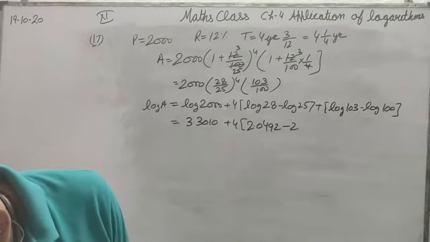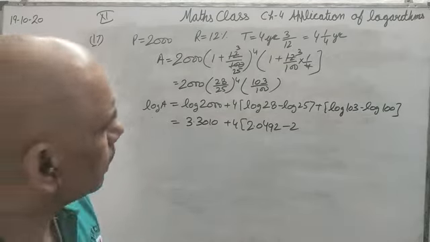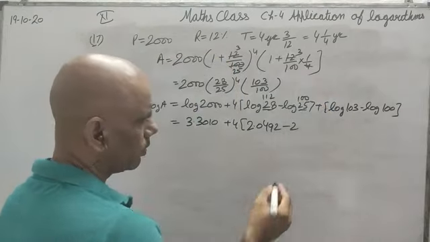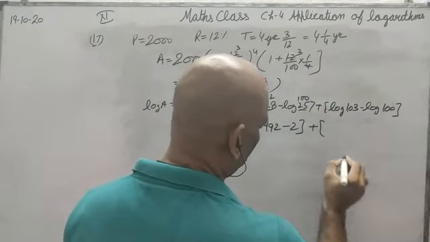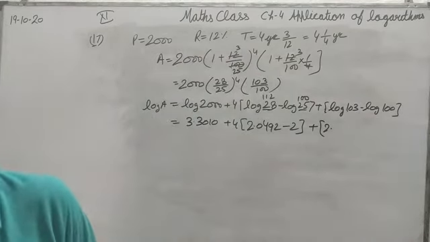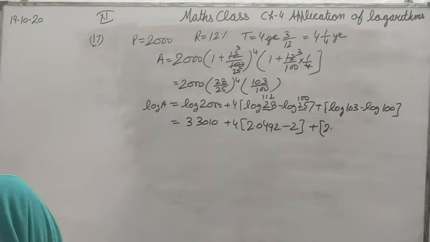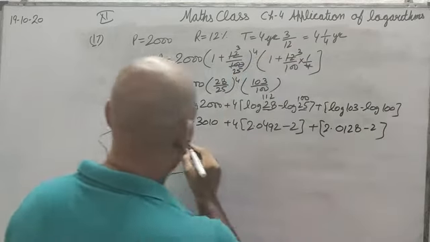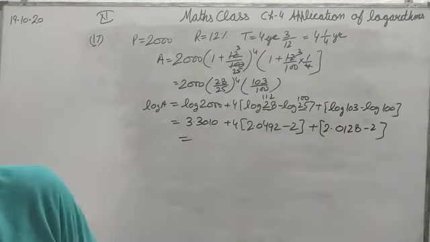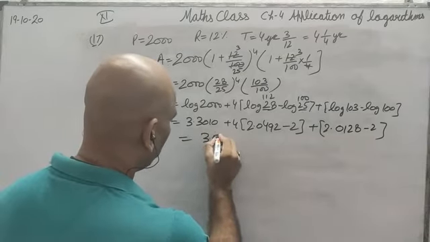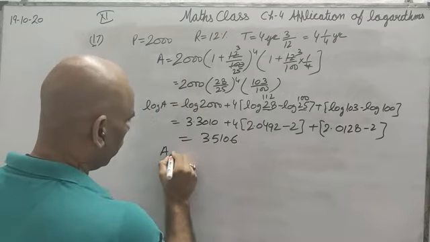he has kept it 112 only, so it doesn't make a difference if it is 112 and this is 100. It is more or less the same. Or you can keep the value of log 28 and 25 also, then also it is going to come the same. Log 103 will be 2.0128 minus 2, and on solving this all I am going to get 3.5106.